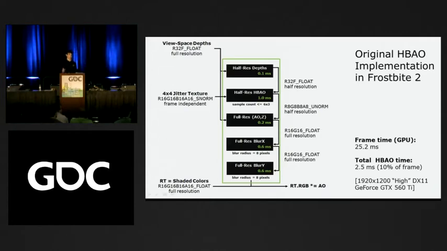The full resolution depth is packed together with the AO in a 2-channel FP16 texture, which is then blurred horizontally and vertically using an edge-preserving filter. This is quite standard now for SSAO in games. It takes 2.5 milliseconds overall on GTX 560 Ti in 1920x1200 resolution.